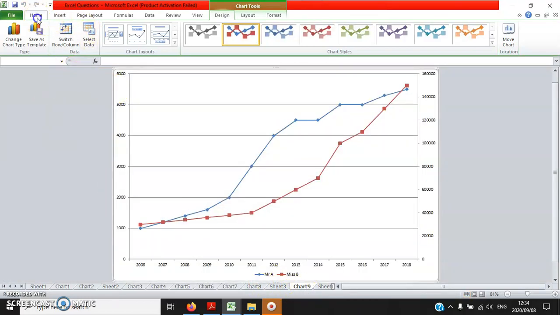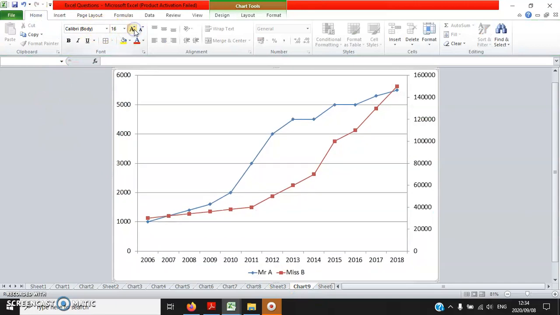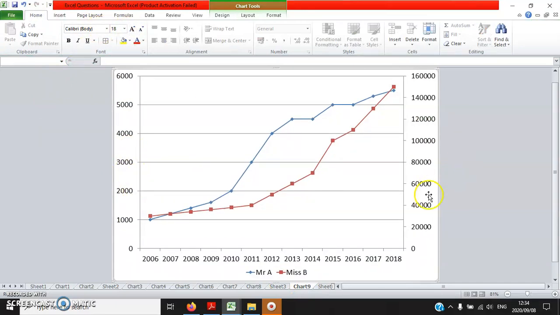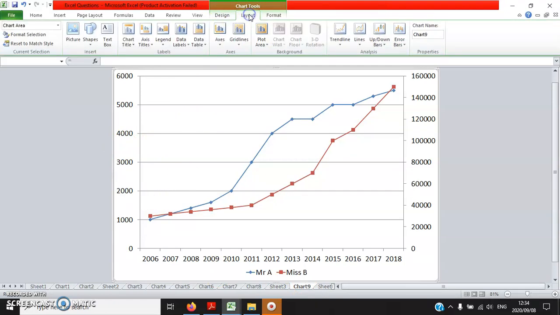Okay, let's increase the font size. But I think this time we need to label the two y-axis clearly so that people would know the y-axis on the left-hand side stands for Mr. A's earnings, and then the other y-axis stands for Miss B's earnings. So how can we label the axis? So chart tools, layout, axis title.